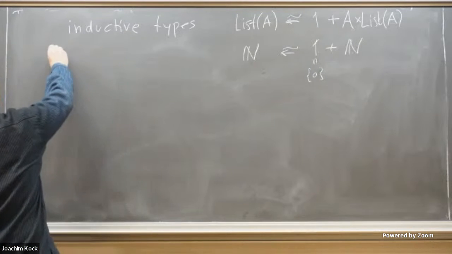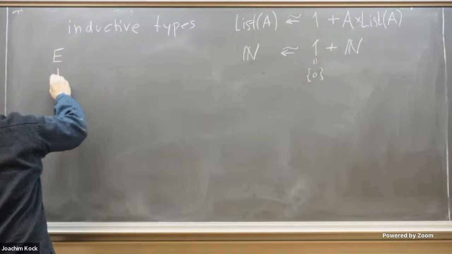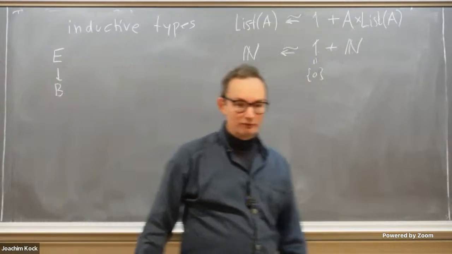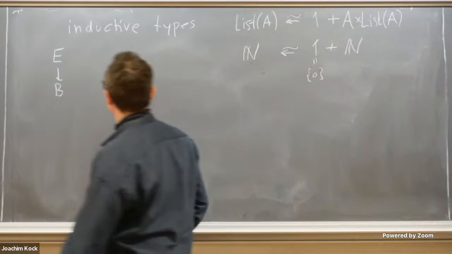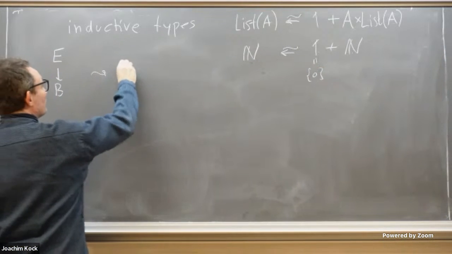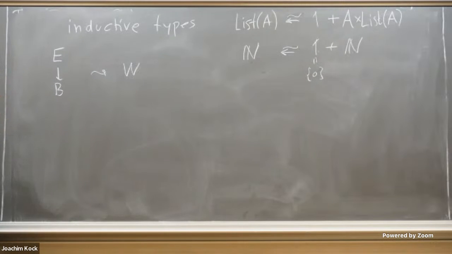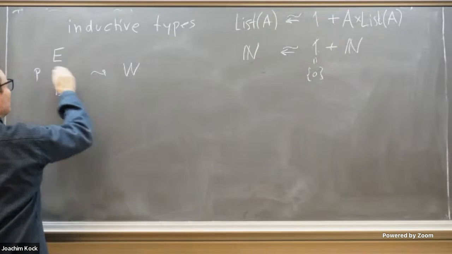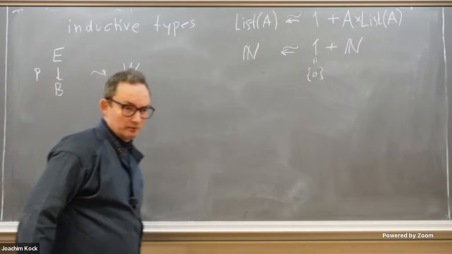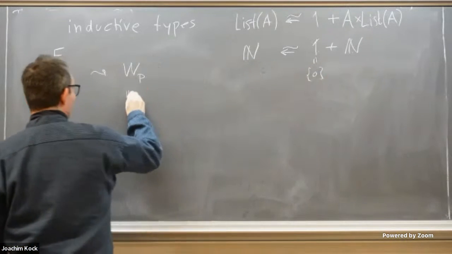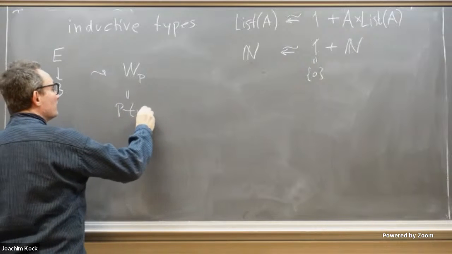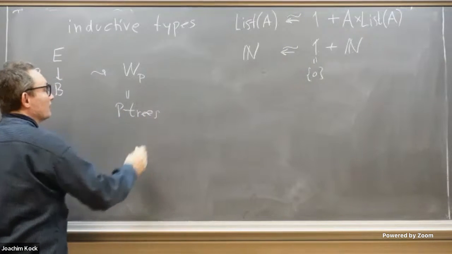The general thing is the following. You start with a polynomial functor, of course, and then you generate what's called in type theory a W type. So let's call this P, and let's call the W type WP. You can think of this as P trees. And I will tell you what P trees are.